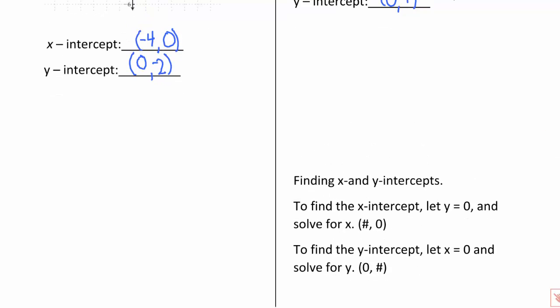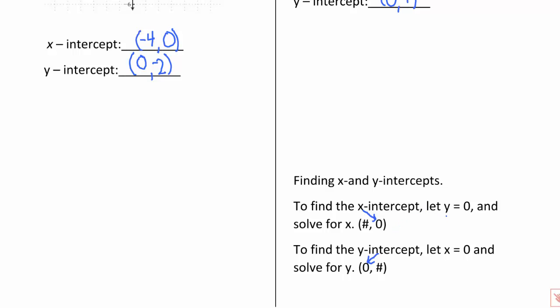Notice that it says finding the x and y intercepts. It's kind of like what I've just talked about. To find the x-intercept, we let y equal 0 and solve for x. To find the y-intercept, let x equal 0 and solve for y. Now, here's something that's important to understand. The x-intercept means that the y is 0, and the y-intercept means that the x is 0. It's always the opposite that is going to be 0.